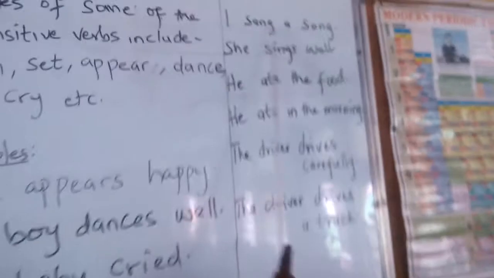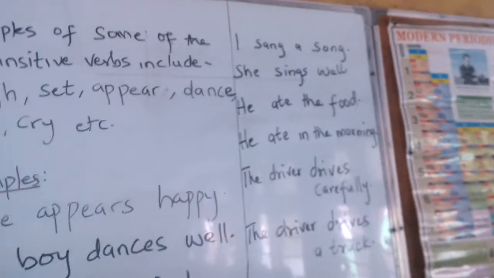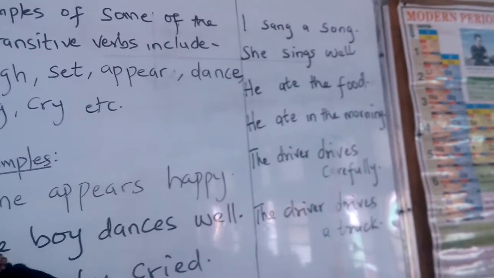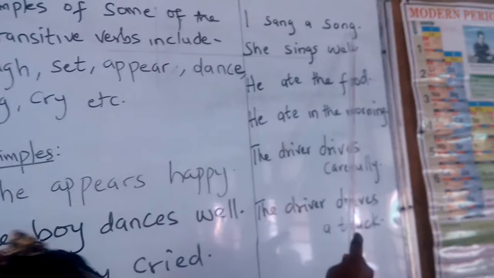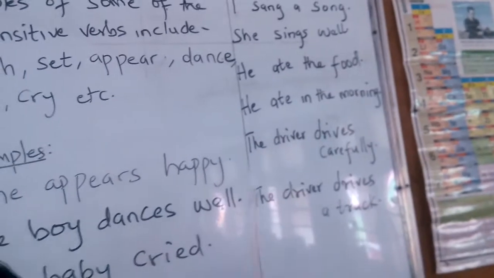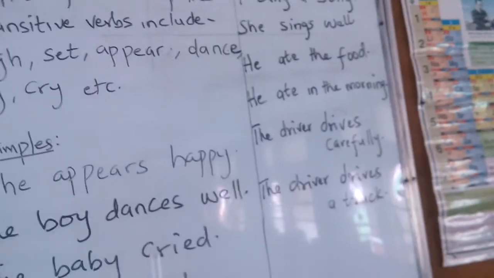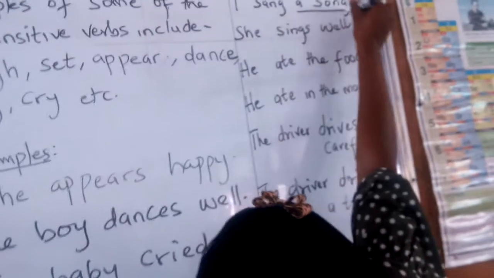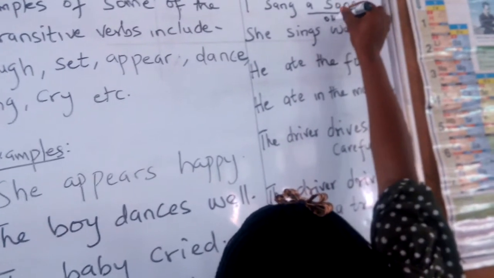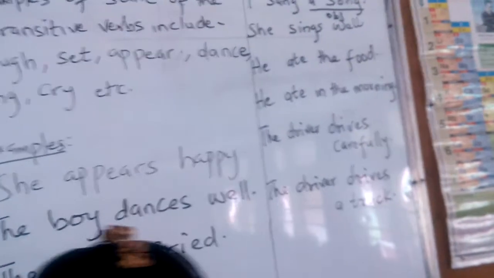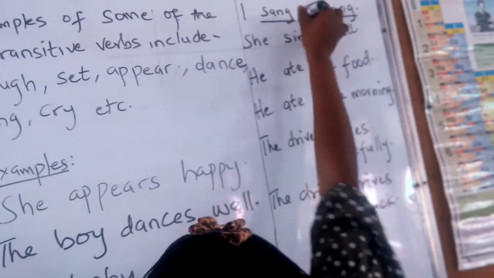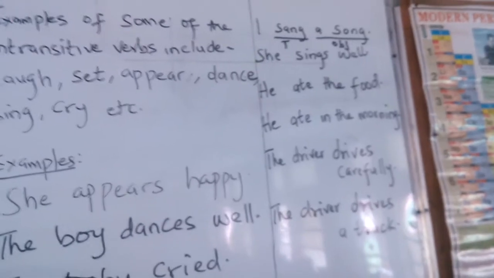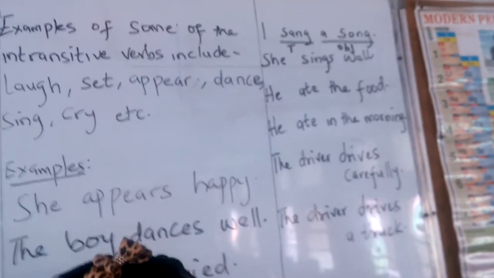Number 1, I sang a song. What was sang? A song. That's the object. A song is the object in the sentence, while this is used as a transitive verb. Let's see another sentence where we used sing again.